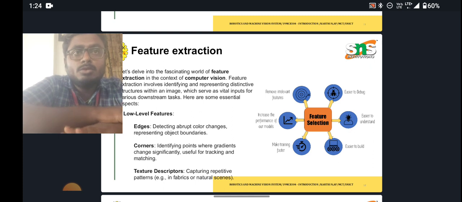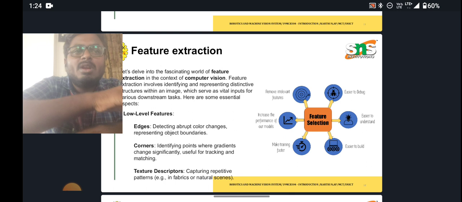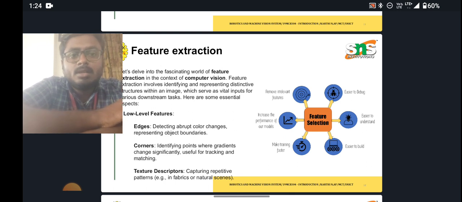Let's delve into the fascinating world of feature extraction in the context of computer vision. Feature extraction involves identifying and representing distinctive structures within an image, which serve as vital inputs for various downstream tasks. Here are some of the essential aspects. Low level features include edges, corners, and texture descriptors. Edges are about detecting abrupt color changes, representing object boundaries.